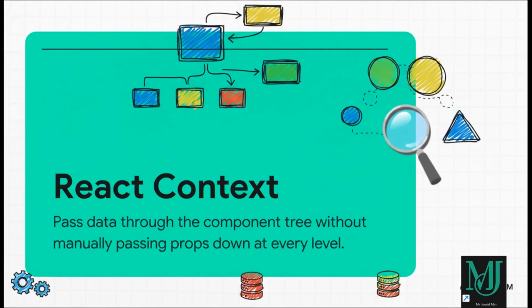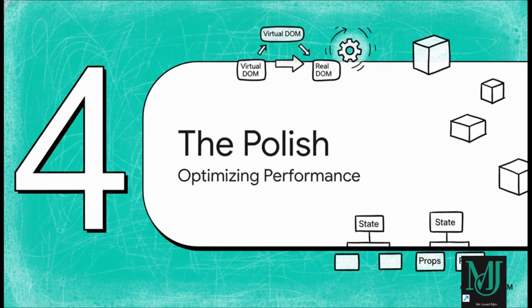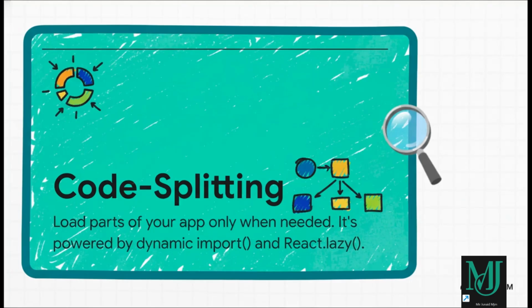Code splitting and lazy loading. Finally, let's talk about performance. When your app grows, it's not a good idea to make users download the entire app code upfront. Instead, React allows code splitting. You can split your code into smaller chunks and load them only when needed using React.lazy. And while the new code is loading, you can use Suspense to show a loading spinner or message, making the experience smooth and seamless.